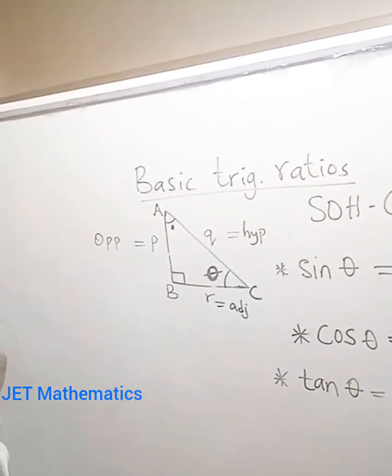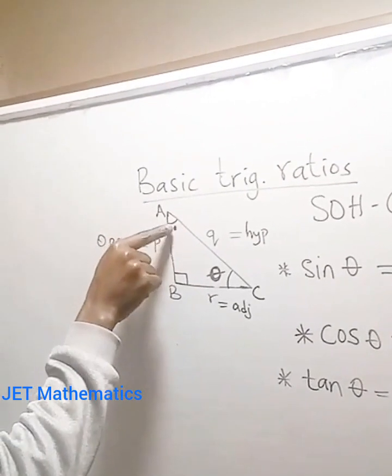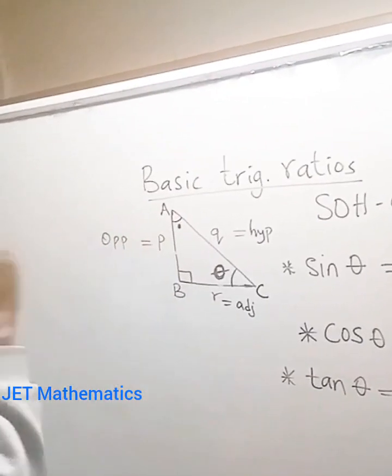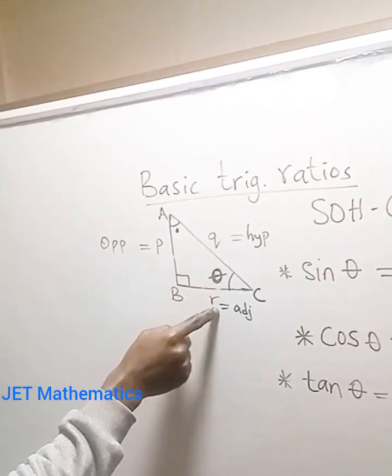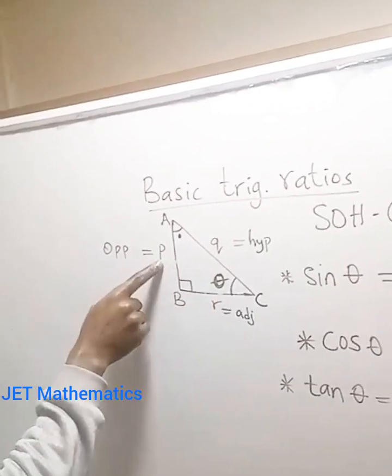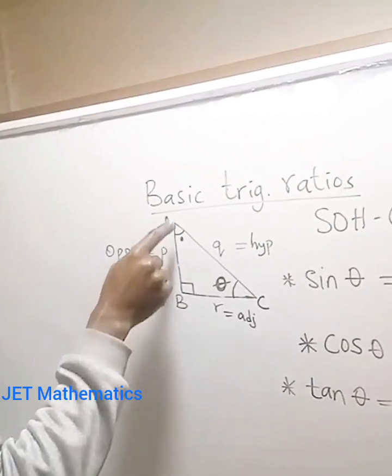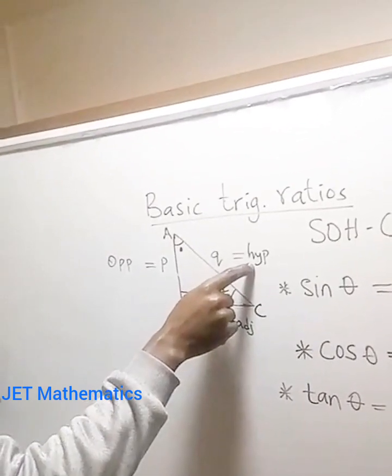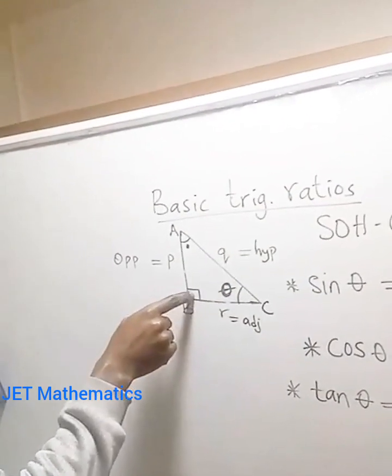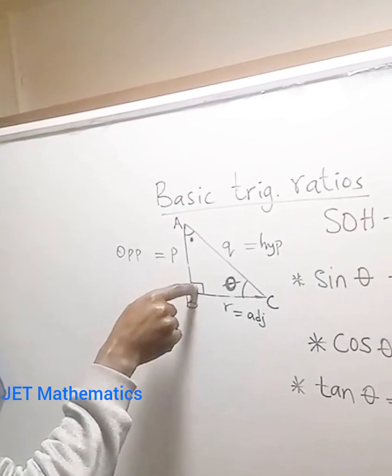Okay? But suppose we are looking at this angle here, then this side will be opposite it. And so here will be called opposite, while this other side will be called adjacent. But the longest side always remains as hypotenuse. It doesn't change. And it's always opposite the right angle.